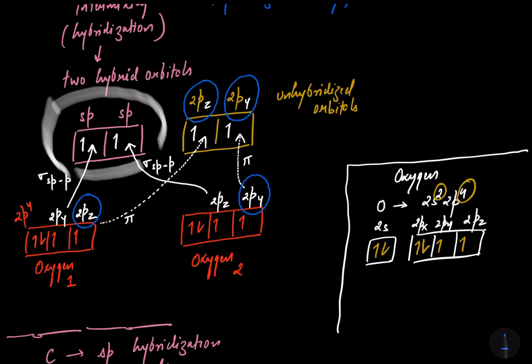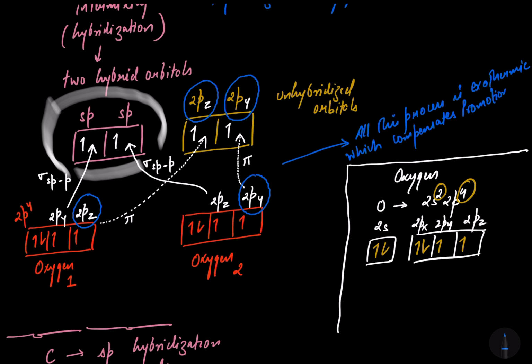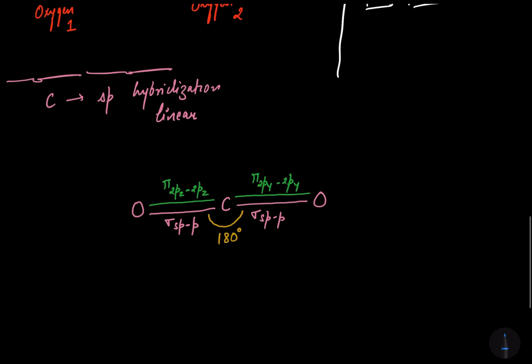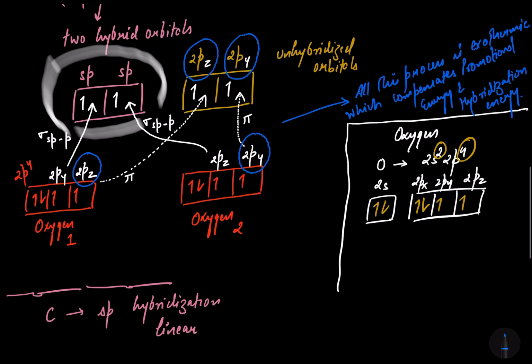So here I am writing all this process is exothermic, which compensates promotional energy and hybridization energy. So that's all about sp hybridization having two pi bonds in the structure.